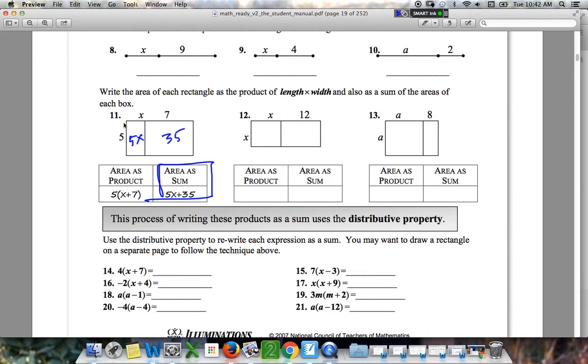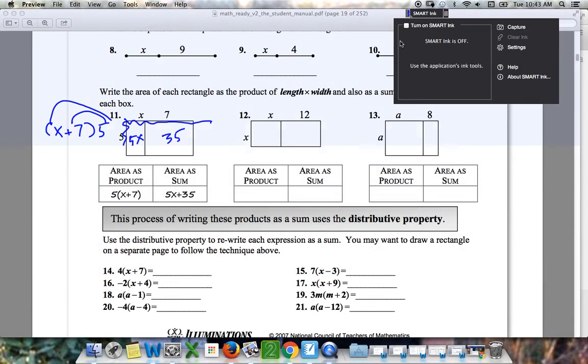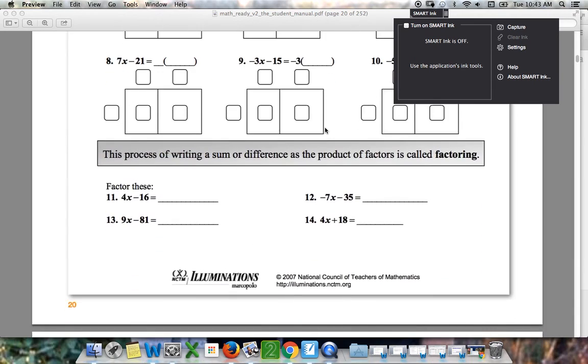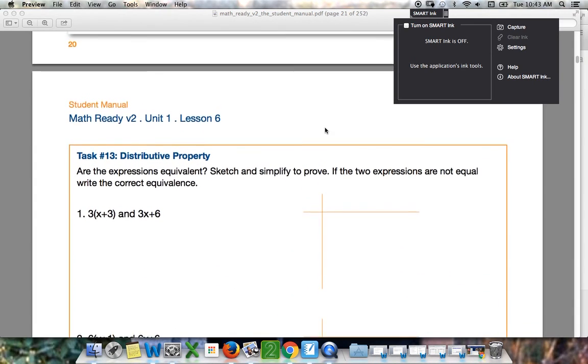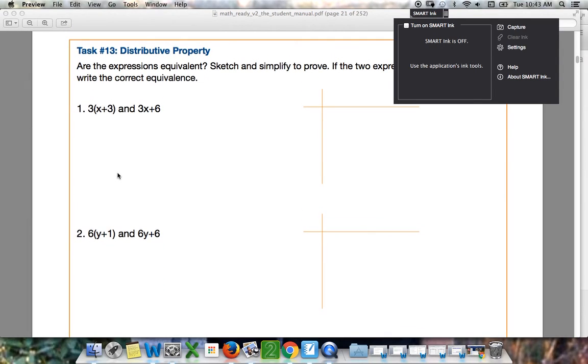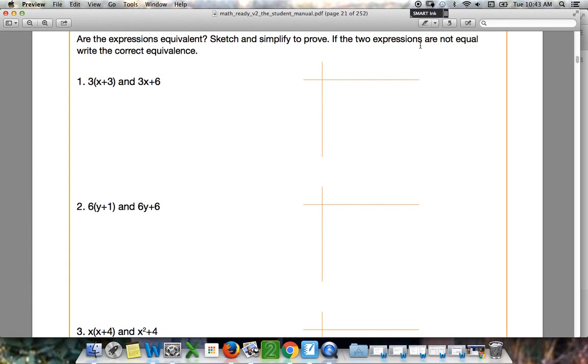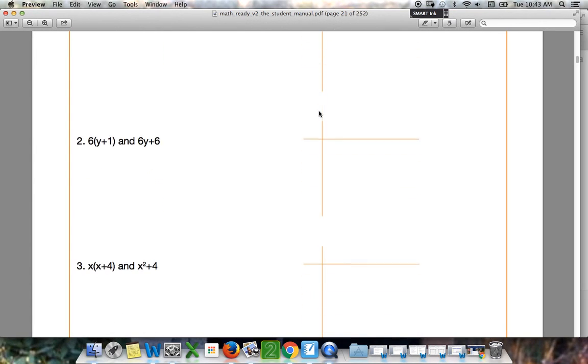Areas of product would mean, well, this is the length, which is x plus 7, and this is the width, which is 5. So that's how they got that, but if you distribute this, you would still get 5x plus 35. So look at those, make sure you can do those. You will have some of those as well. Again, this is distributing. We simplified, sketched, and simplified. So you probably won't have any where you have to sketch those. But again, decide if they're equivalent just by doing some algebra.